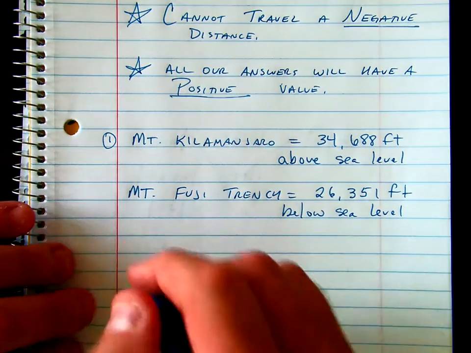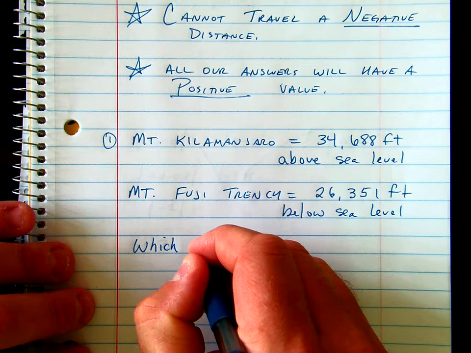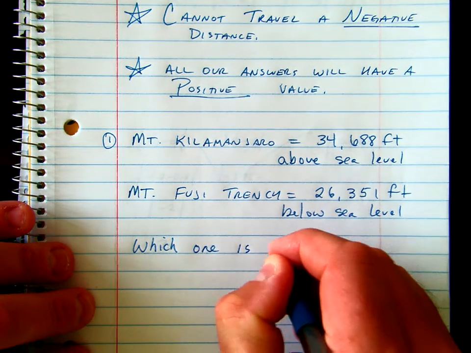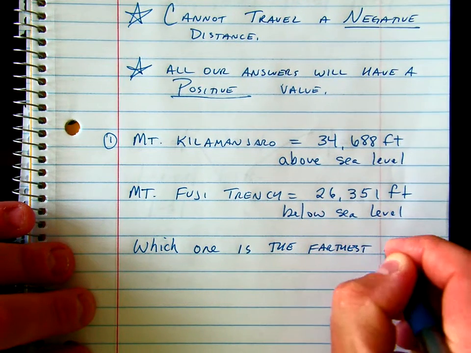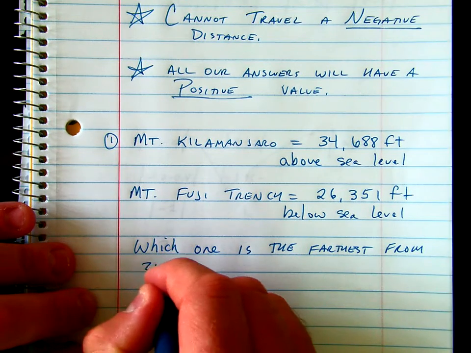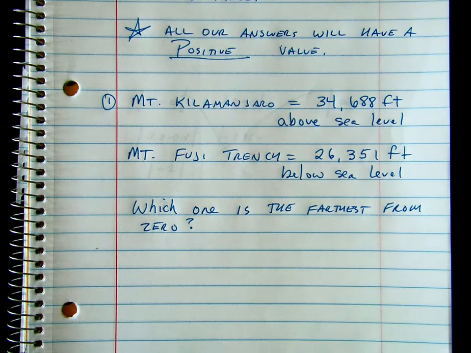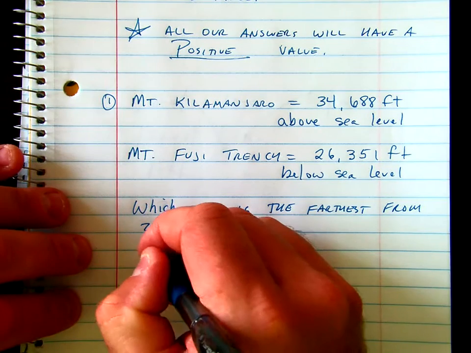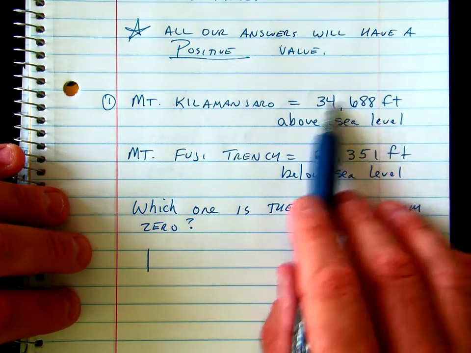And my question to you is this: which one is the farthest from 0? Is Mount Kilimanjaro's summit farthest from 0, or is the Mount Fuji trench base farthest from 0? So what we have to do is take Mount Kilimanjaro and find the absolute value.